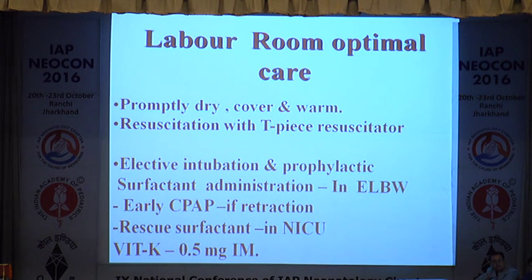The baby should be dried, covered, and warmth should be given by some warming source. It is always better to resuscitate a premature baby with a T-piece resuscitator because it delivers PEEP as well, positive end-expiratory pressure. We know that lung compliance in premature babies is poor, and because of that the alveoli tend to collapse during expiration. So the T-piece resuscitator helps in keeping the lungs inflated during the period of expiration.